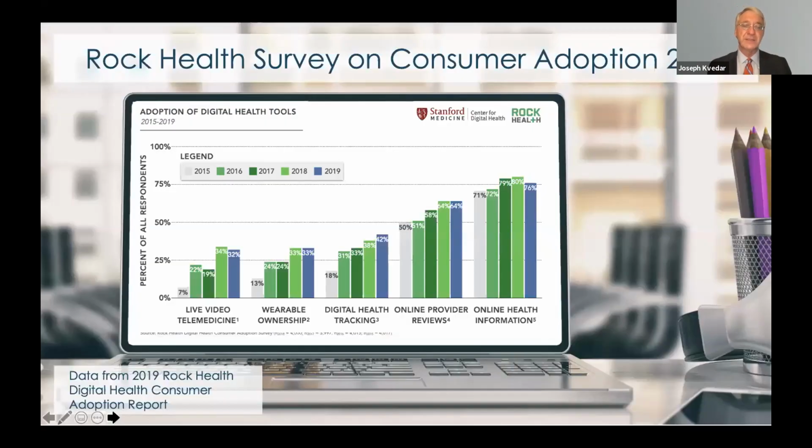So the next one is about consumer adoption. This is from Rock Health. This is 2019 published data. And you don't need to look at the details. Please don't distract yourself. But just generally speaking, as the timelines go on, the numbers go up. And you could say on the left-hand side, just for focus, the live video telemedicine one, around 33%, 34, then 32. That's 2018 and 2019. So about a third of people responding to this consumer survey had some clinical care delivered by telehealth. That's non-trivial. That, again, is sort of table stakes to go where we went.